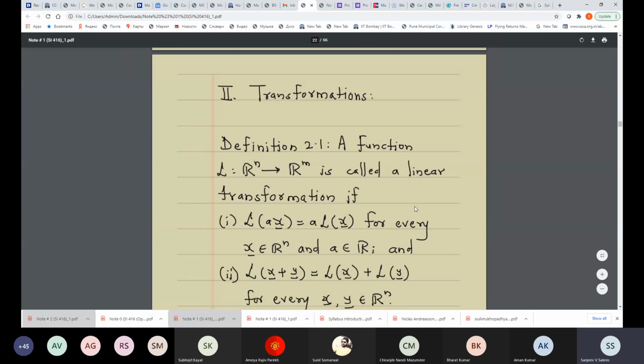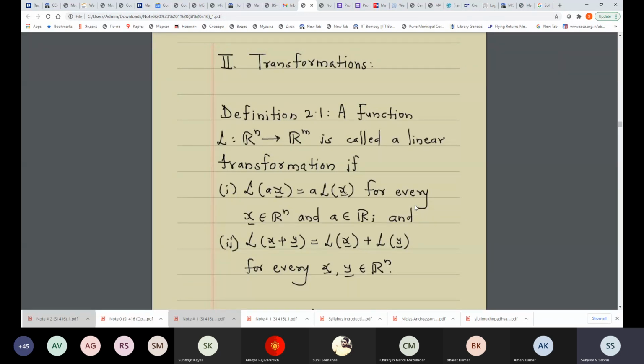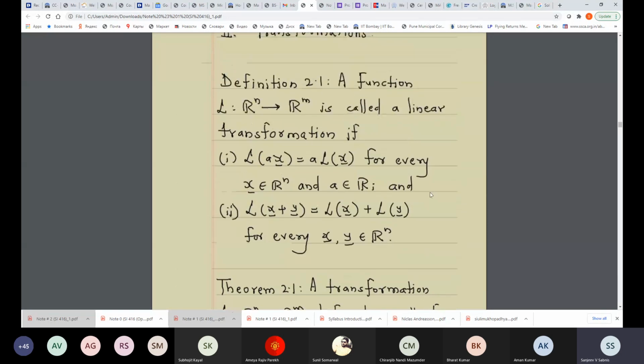All right. So now let us talk briefly about transformations. A function L from Rn to Rn is called a linear transformation if these two conditions hold.